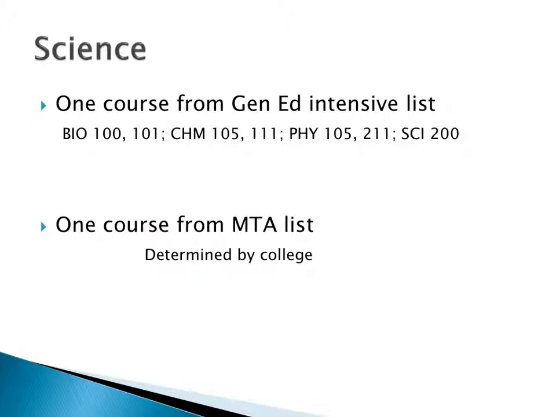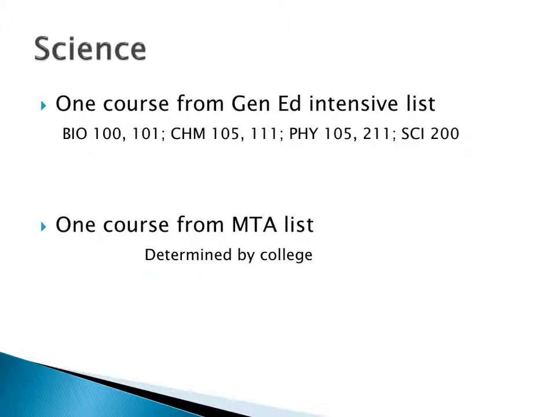And so students will have to take 1 course from the Gen Ed intensive list and 1 course from the MTA, or Michigan Transfer Agreement list. The Michigan Transfer Agreement list is determined by the college, and there's a committee that oversees that.